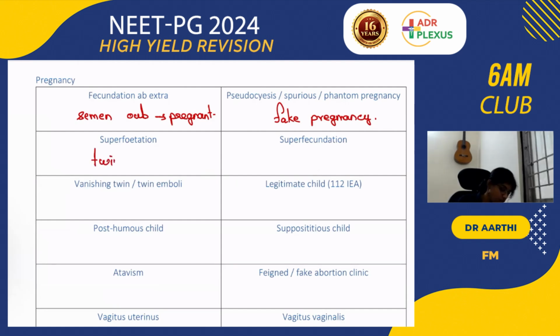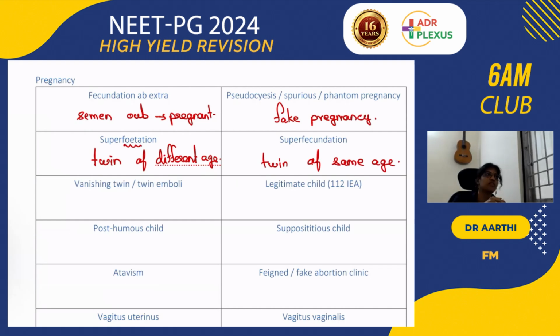So twin of different age. Superfecundation means here you have twin of same age. Fetation, fetus, right? There's a fetus on top of it, another fetus. This is due to vanishing twin, like blood insufficiency in one child.